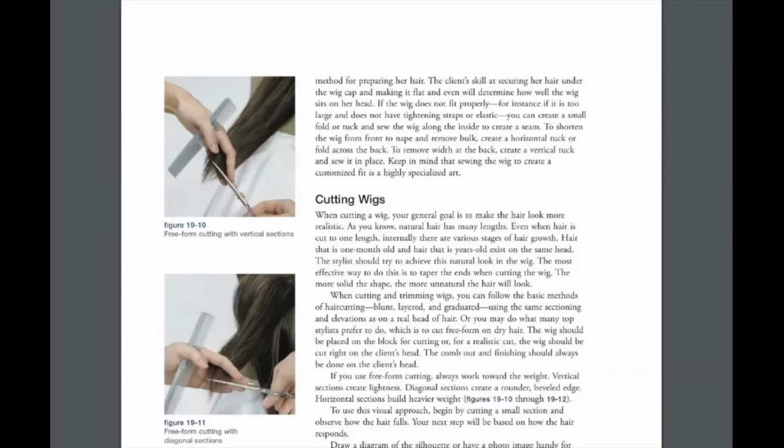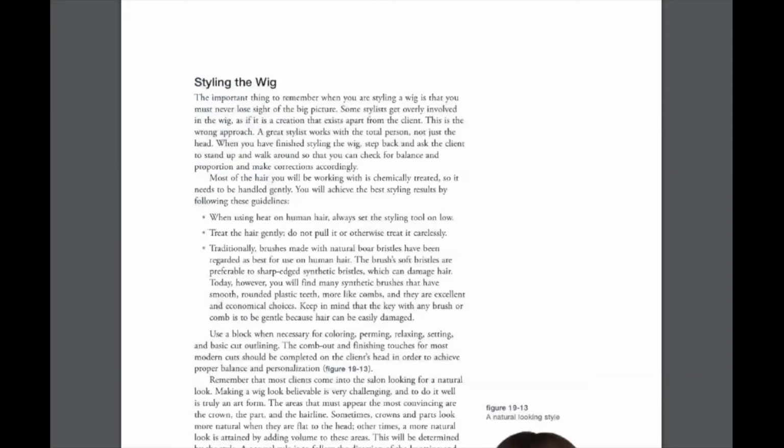When you're styling the wig, you want to treat the hair gently. You also want to use low heat. A lot of these wigs, even though they're human hair, you still don't want to put the heat on 400, 410, because it still is a wig. You want to take care of it, use low heat, keep in mind what brush you're going to use, and use a block when you're placing the client on the wig, so that you can keep it intact.